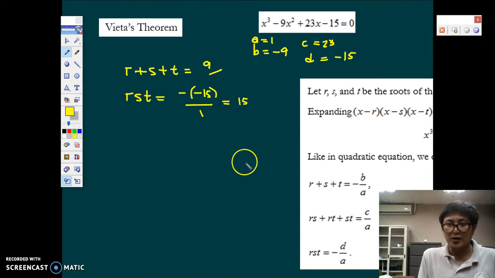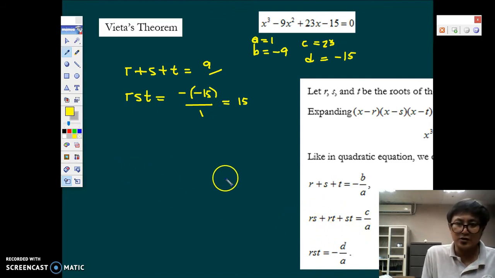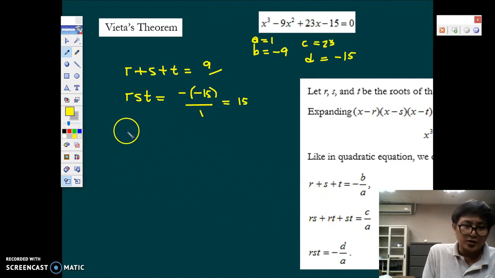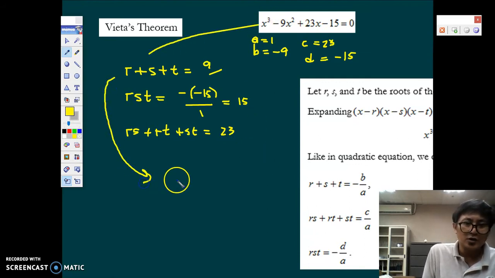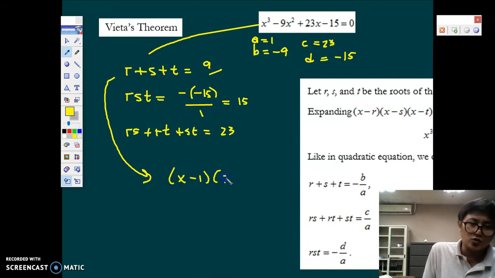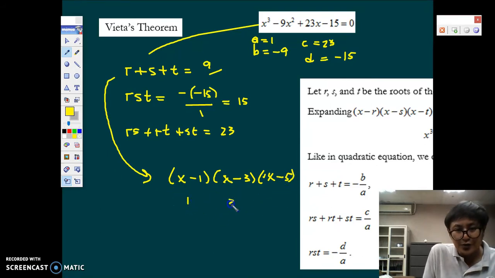Now, the sum of the products of the roots taken 2 at a time, rs plus rt plus st, would be c over a, and that's 23 over 1, or 23. Actually, this polynomial can be easily solved. You can easily factor it and do it yourself. You can get the factors x minus 1, x minus 3, and x minus 5. So the roots, of course, would be 1, 3, and 5.